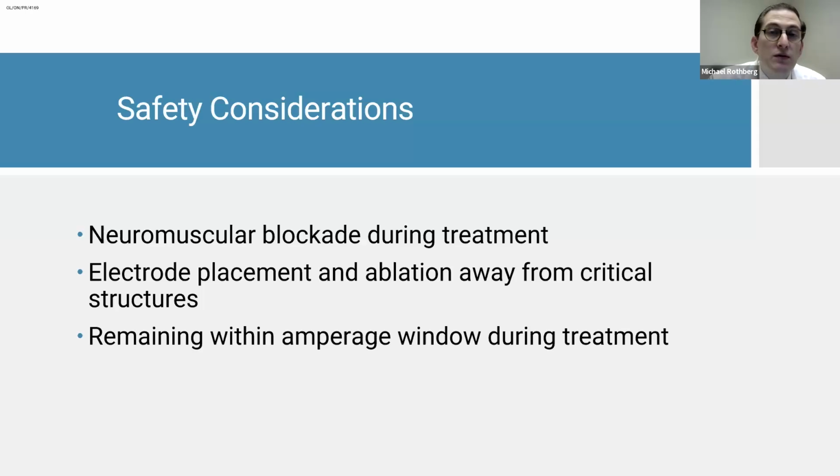Second is careful electrode placement away from critical structures, and this really underscores the importance of real-time ultrasound to measure distances from probes and distances from the probes to critical structures. And lastly, remaining within the appropriate amperage window to ensure that IRE is going to occur within the entire treatment field and to avoid inadvertent thermal damage within the treatment field.